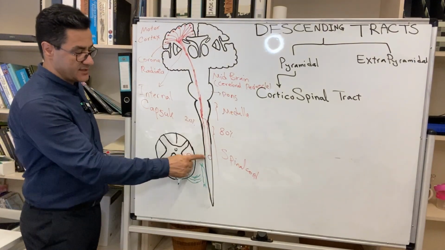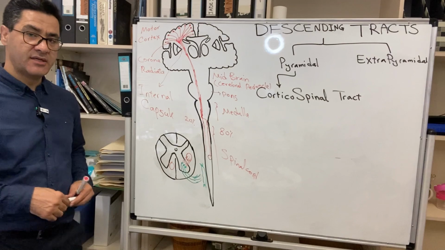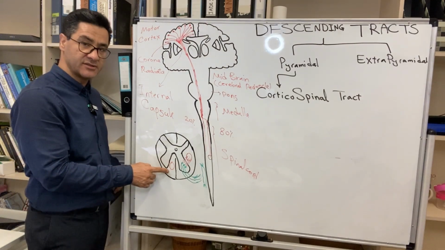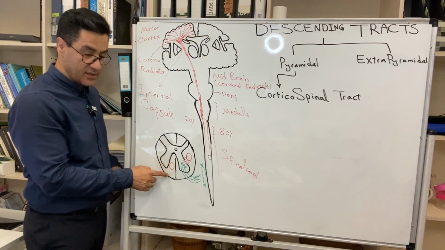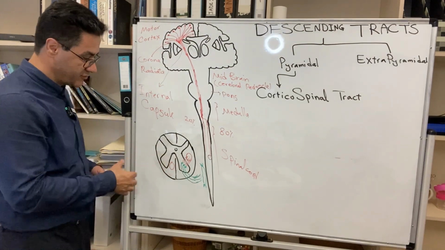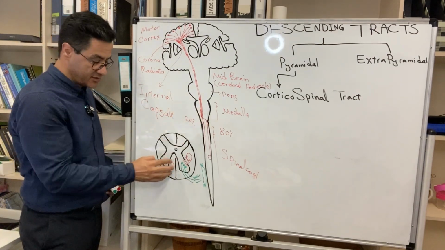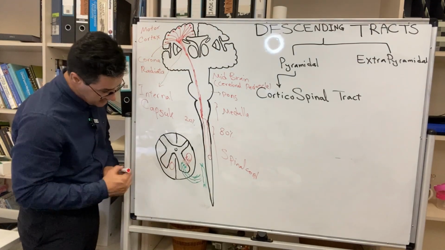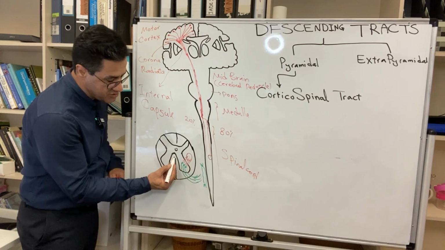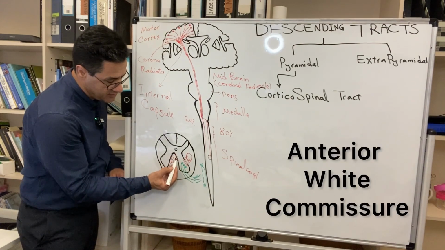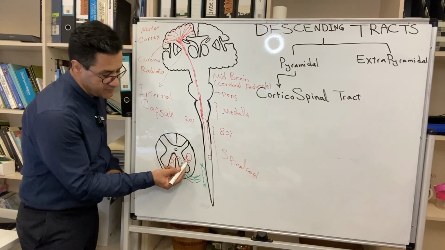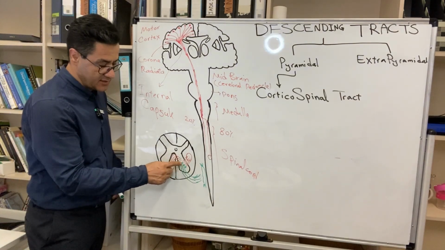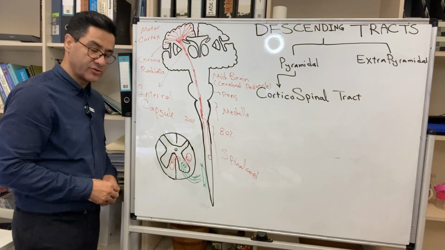And what about this 20% non-crossed upper motor neuron that is landing in the ventral column? They have to cross, but they are not crossing in the medulla, they are crossing at the spinal cord. And they cross through the anterior white commissure, it's called the anterior white commissure, to get into the ventral horn of the gray matter of the spinal cord and synapse onto those lower motor neuron cell bodies.